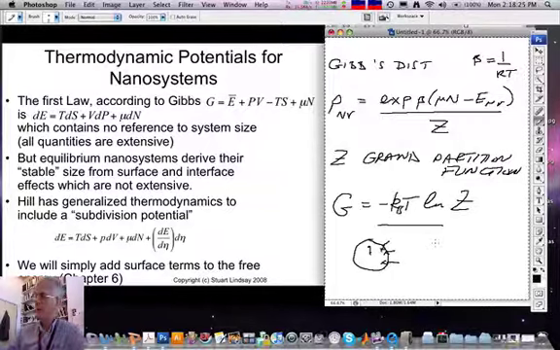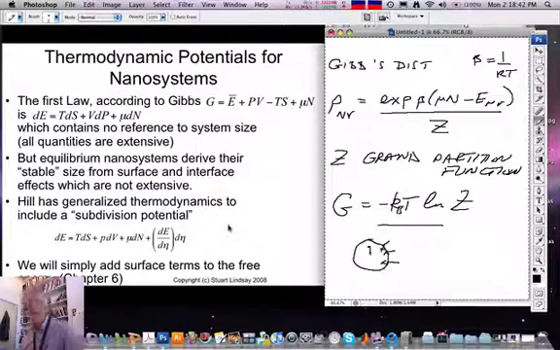This system of thermodynamics has been worked out by including something called a subdivision potential, shown here on this slide in a generalization of the Gibbs free energy. However, we are going to cheat and simply add terms proportional to surface area when we deal with the thermodynamics of nanoscale systems.